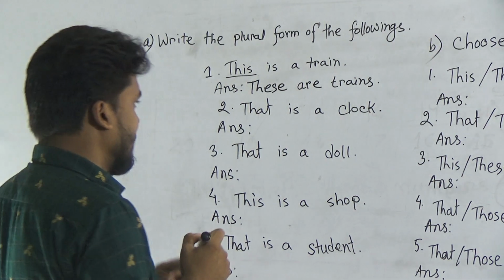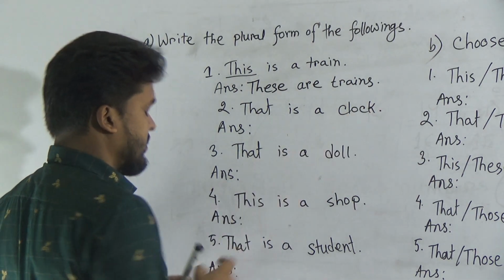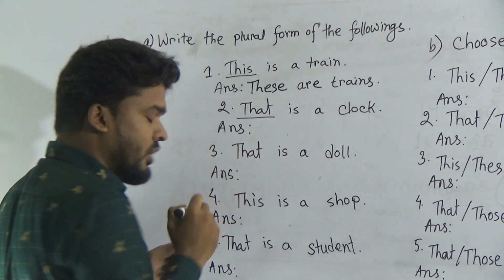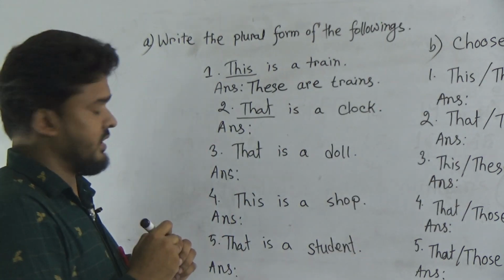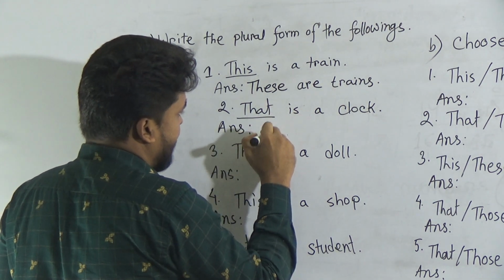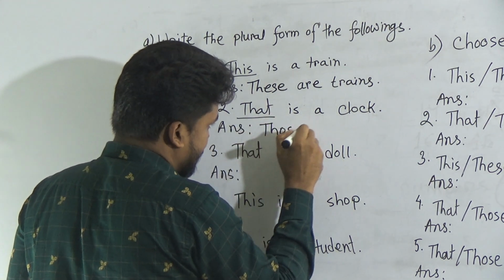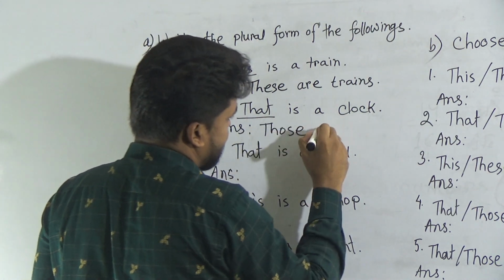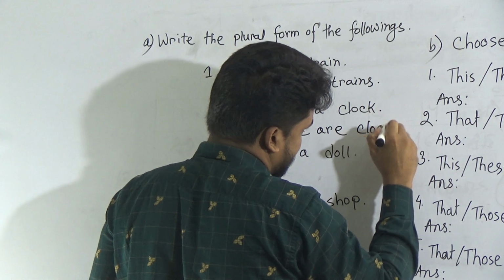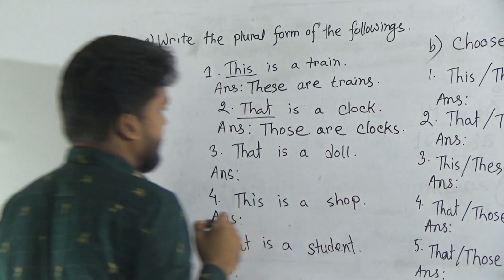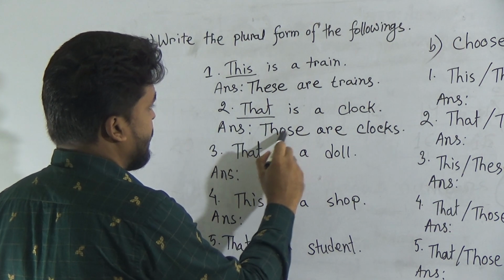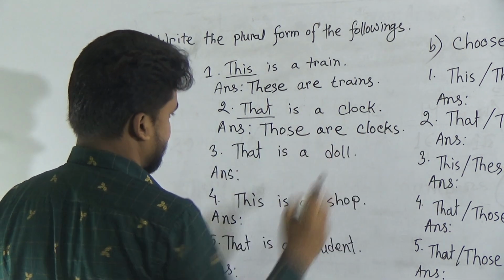And number 2, that is a clock. Dear students, here that is a singular pronoun. Now you have to write plural. That is becomes those, is becomes are, clocks. That is a clock. The plural sentence is those are clocks.